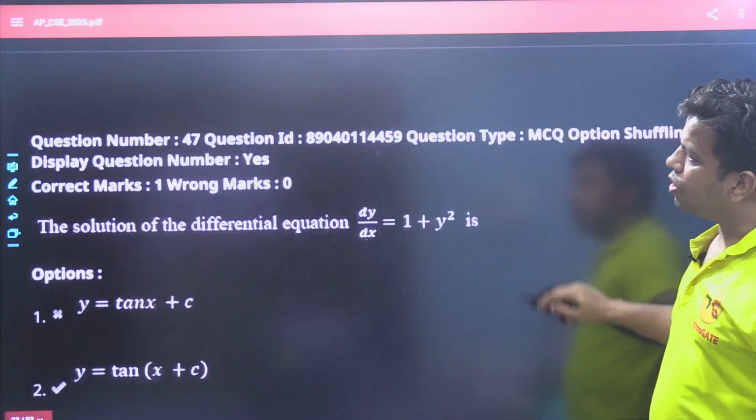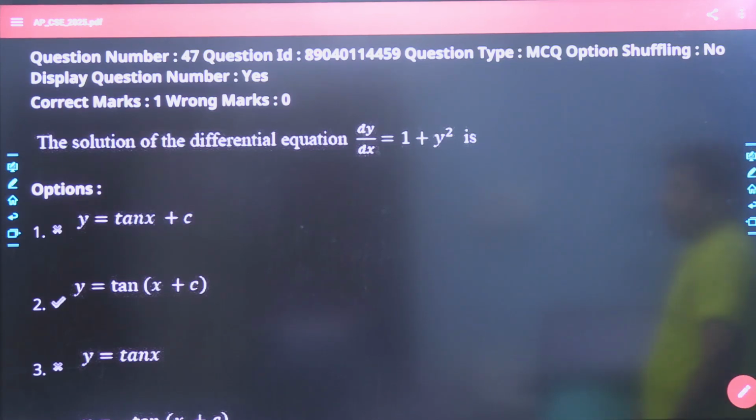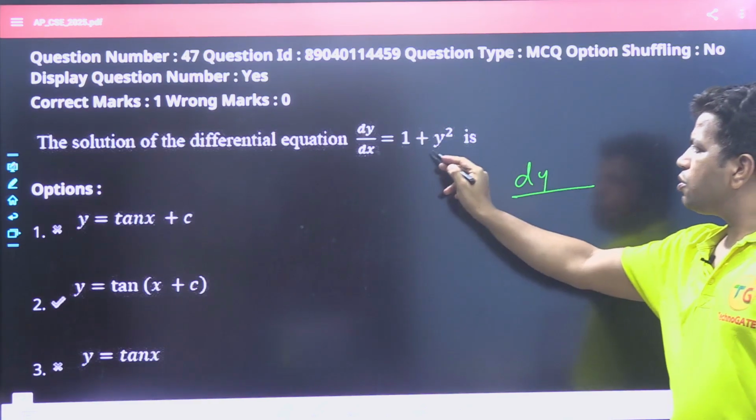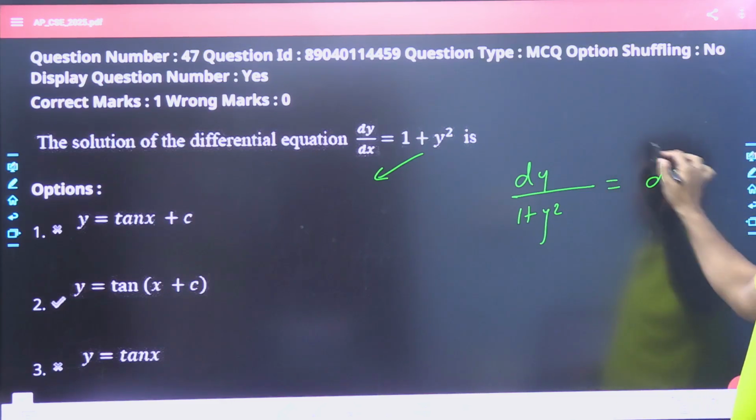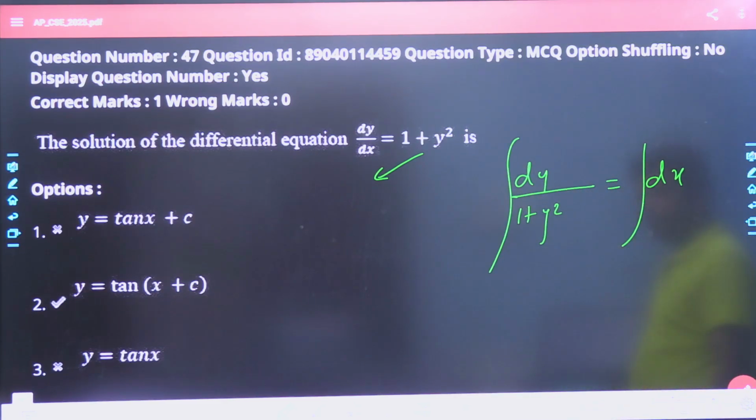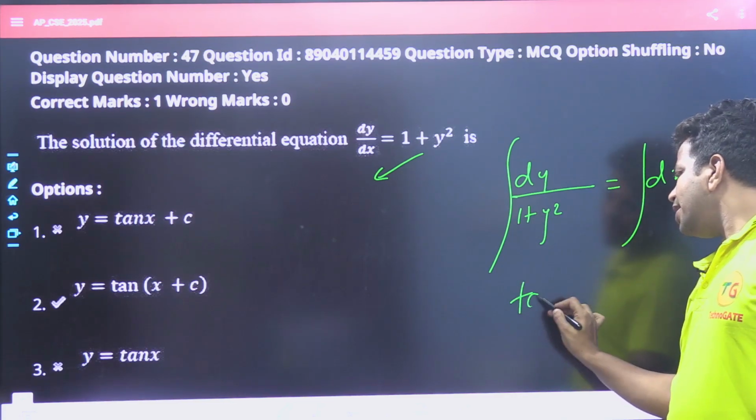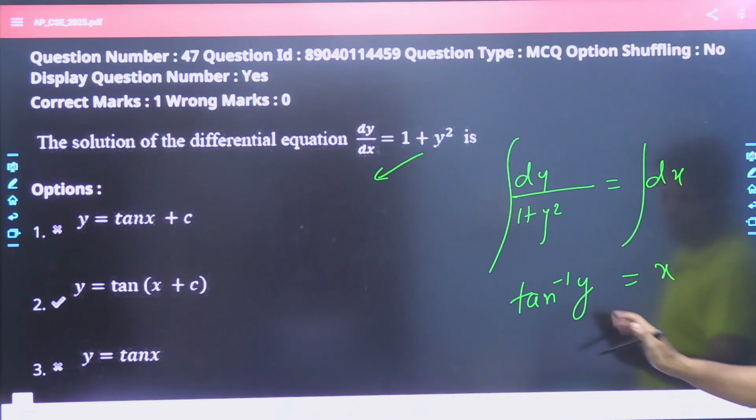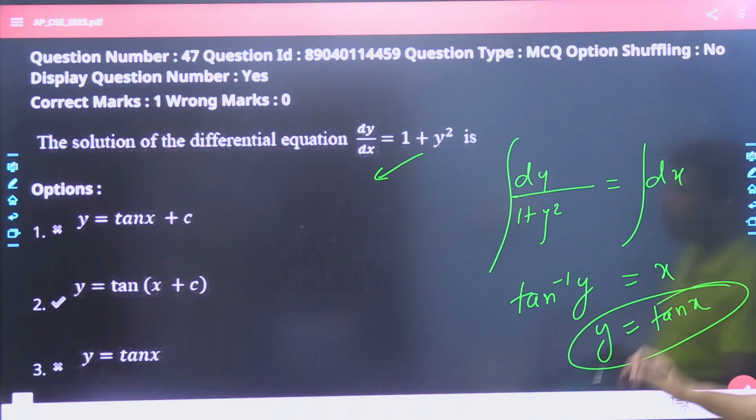Let's move to the next question, question number 47. The solution of this differential equation is what? If we want to compute the solution, what can we say? If we send this to the left hand side, 1 plus y square dy equals dx. Just take an integration on both sides. So dy upon 1 plus y square is the integration corresponding to tan inverse y, and for this it is x. So tan inverse y equals x, so y equals tan x.